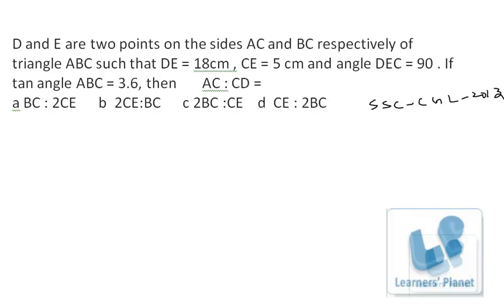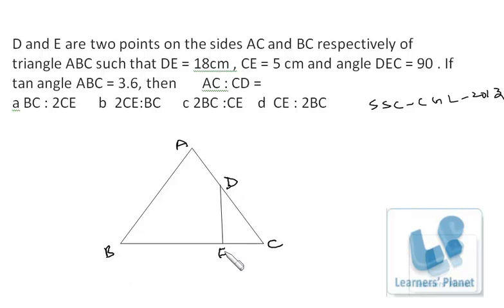I first of all draw the triangle over here. This is triangle ABC. That's line DE. Okay, so this is A, B, C, this is D, and this is E, right? Now DEC is 90 degrees, so this angle is 90 degrees, that's already given. DE is 18 centimeter and CE is 5 centimeter. Now this is a right angle triangle. Now we have to find out the ratio of AC is to CD.